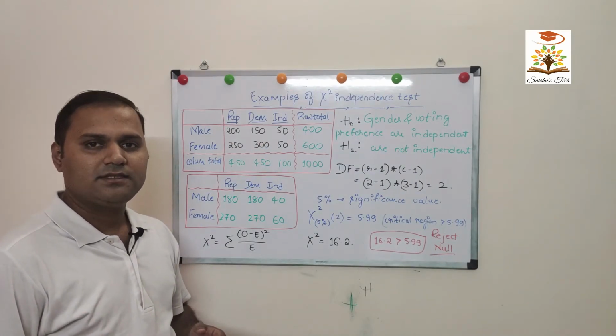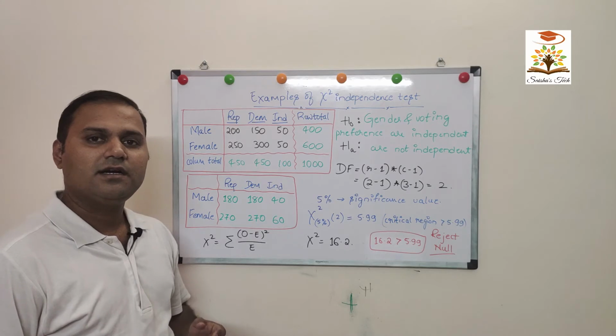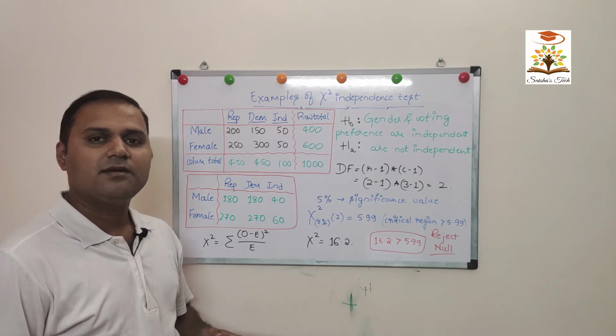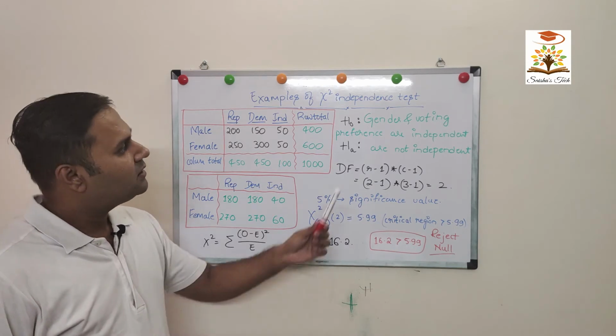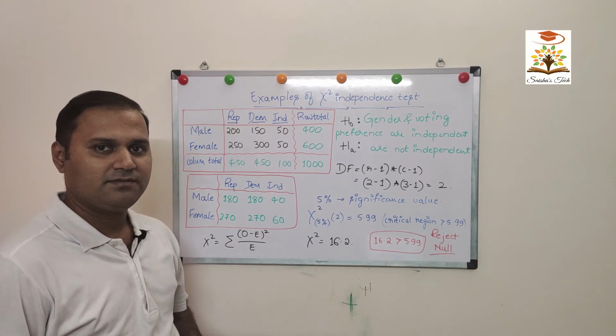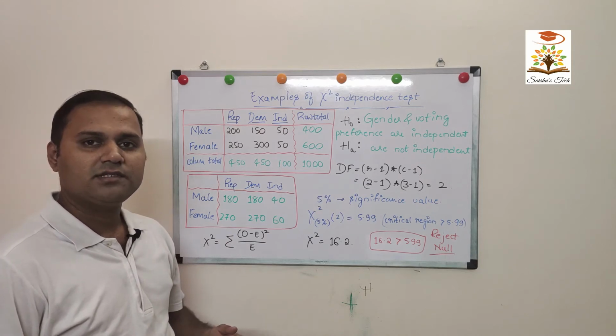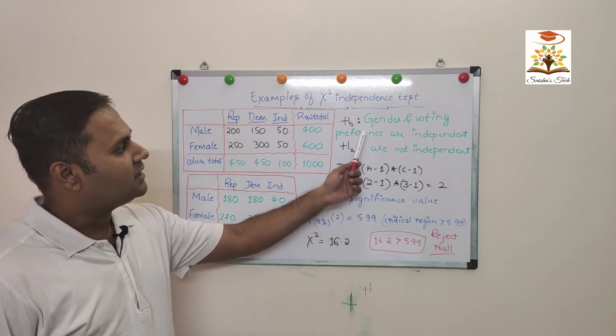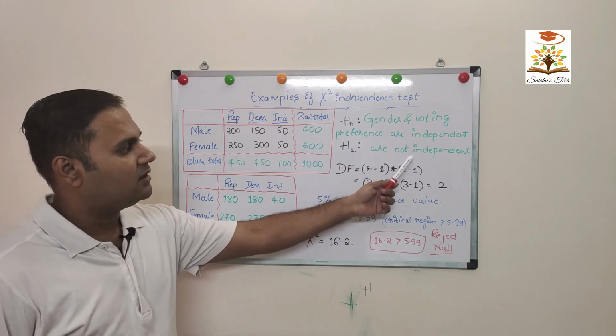To go ahead with the test, we are going to identify the null hypothesis and the alternative hypothesis. The null hypothesis here would be that gender and the voting preferences are independent. As the alternative hypothesis is contrary to the null hypothesis, it is that gender and the voting preferences are not independent.